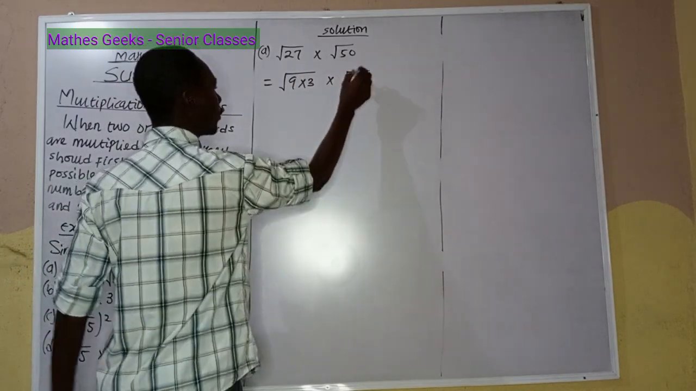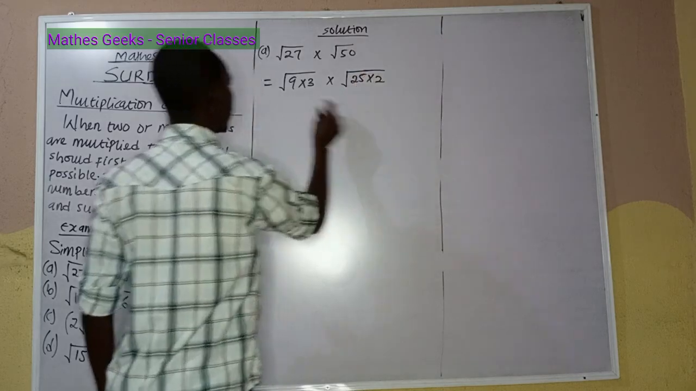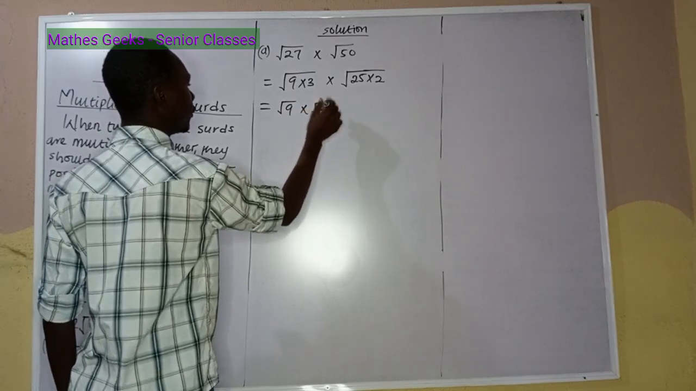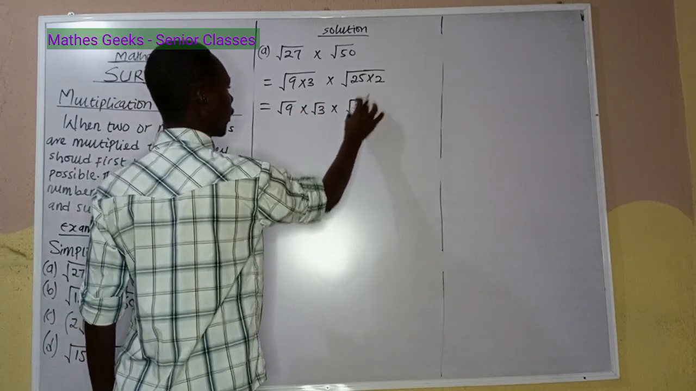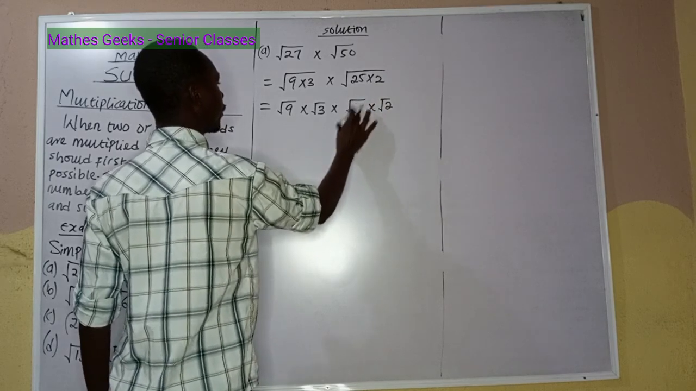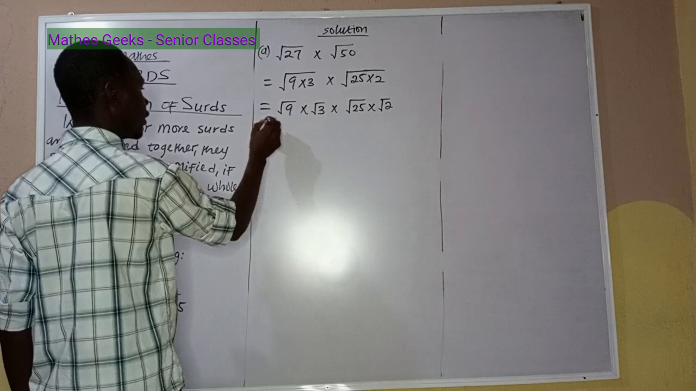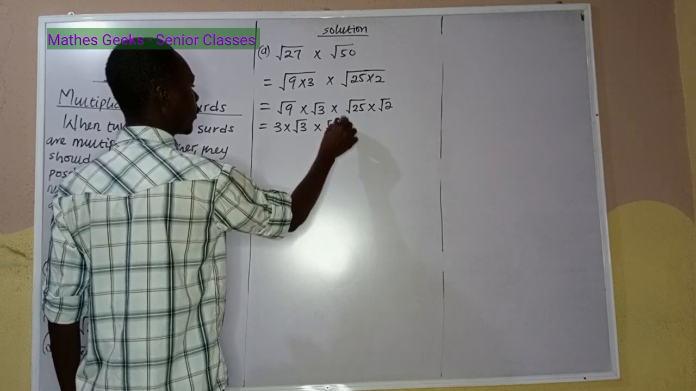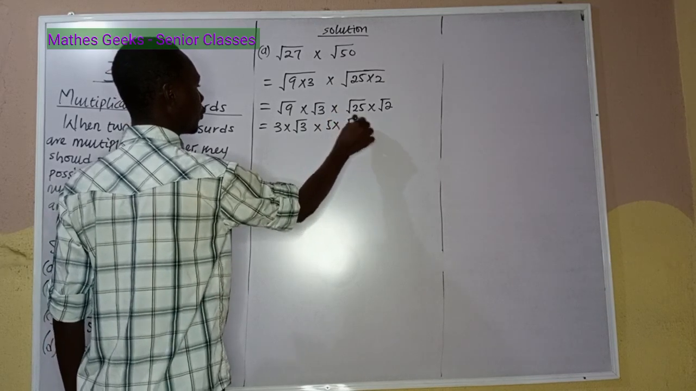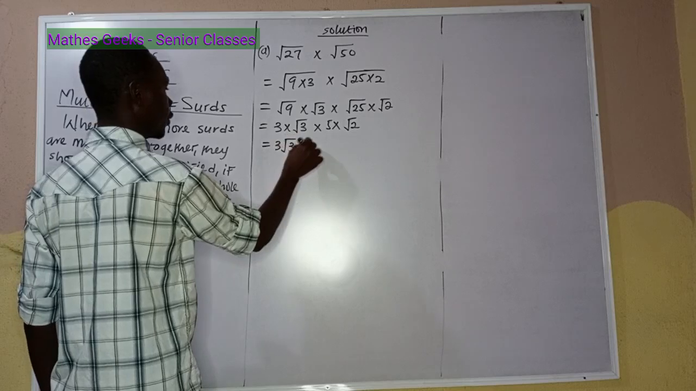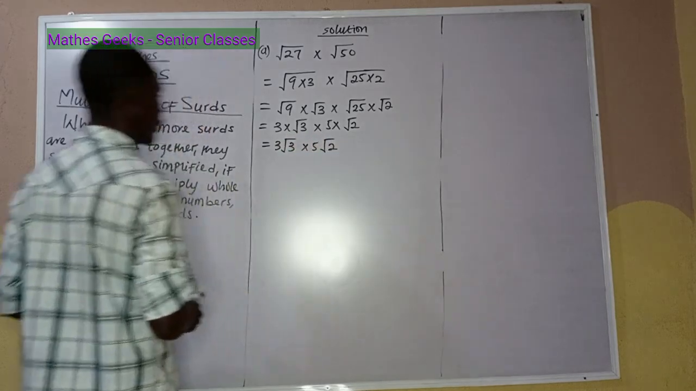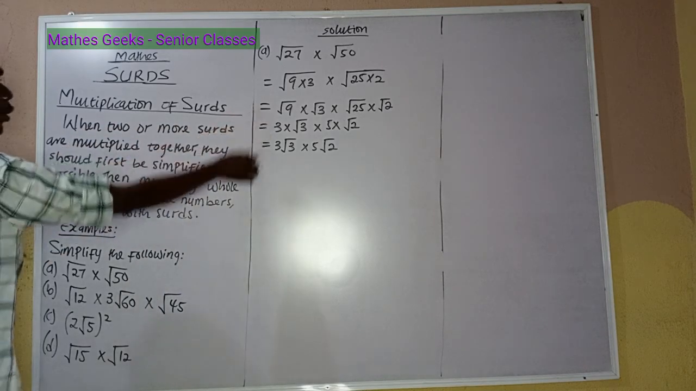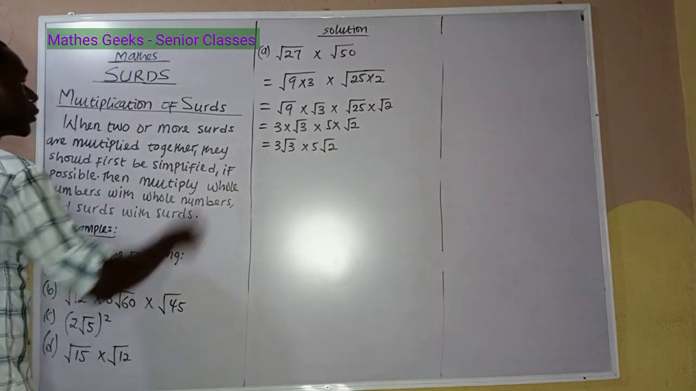times root 25 times 2, and then this will give us root 9 times root 3 times root 25 times root 2. Root 9 is equal to 3, so we have 3 root 3 times 5 root 2. This is what this statement is saying: when two or more surds are multiplied together, they should first be simplified. So this is what we got from simplifying the surds.